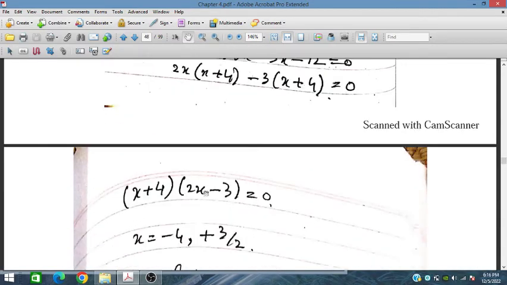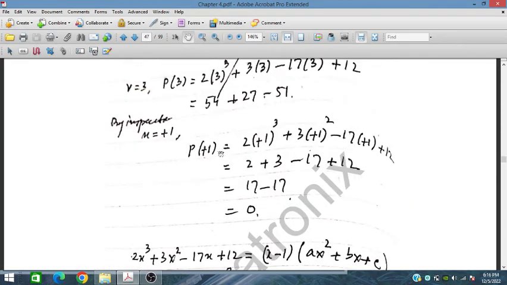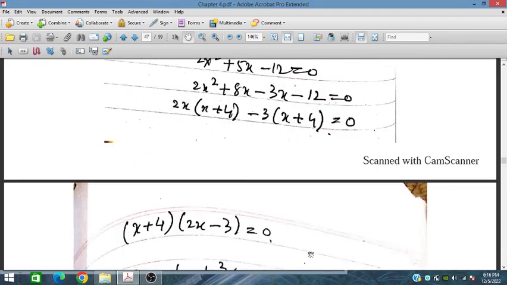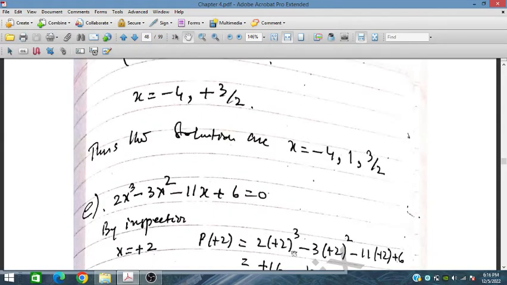x plus 4 and 2x minus 3 is equal to 0, so x is equal to minus 4 and x is equal to 3 upon 2. Initially we obtained one of the factors, x is equal to 1, so 1 is also a solution. So the solutions are minus 4, 1 and 3 upon 2. So this is the solution.